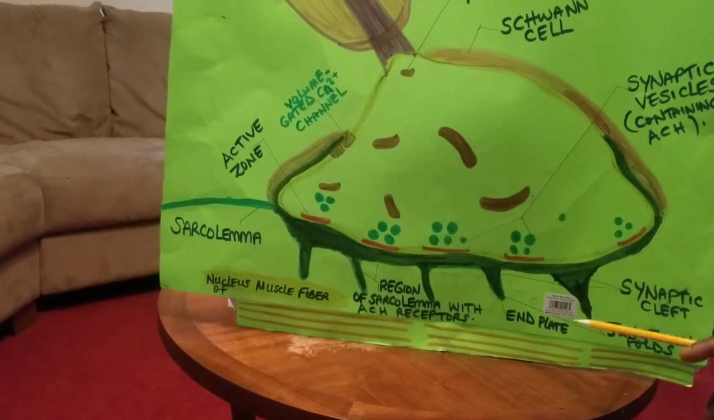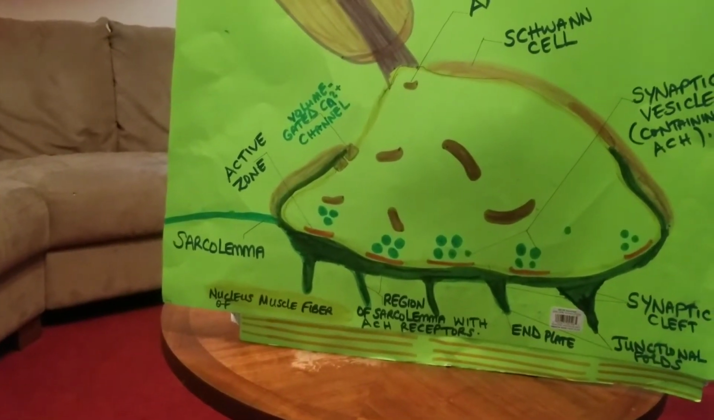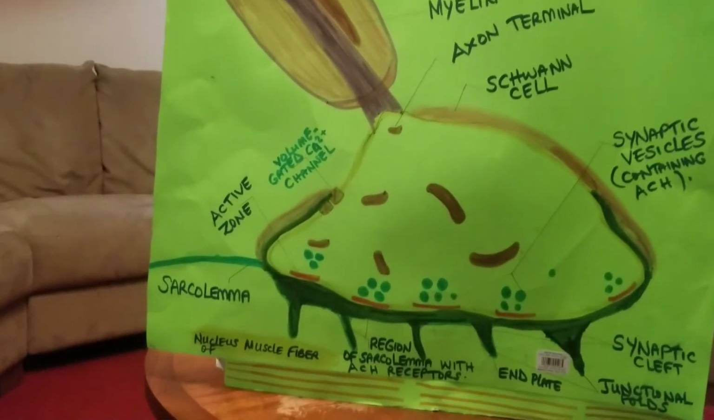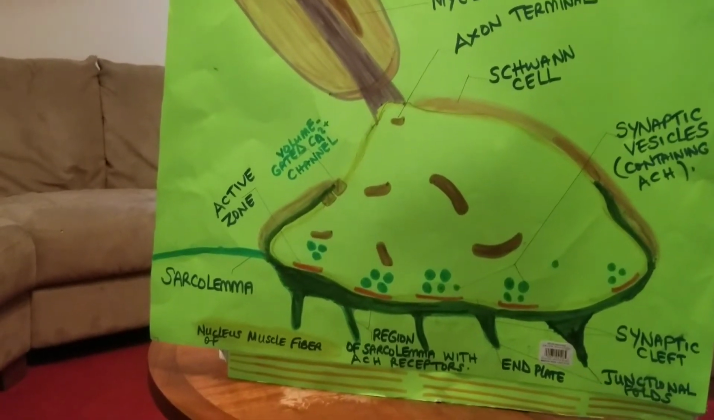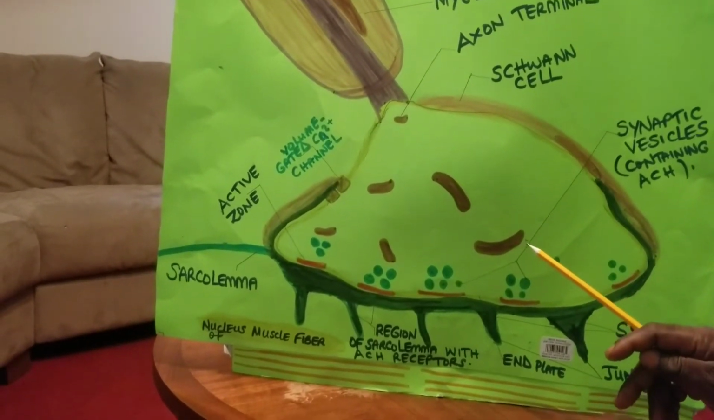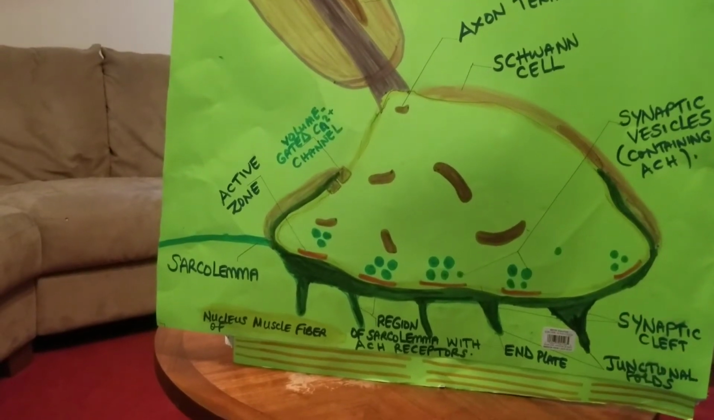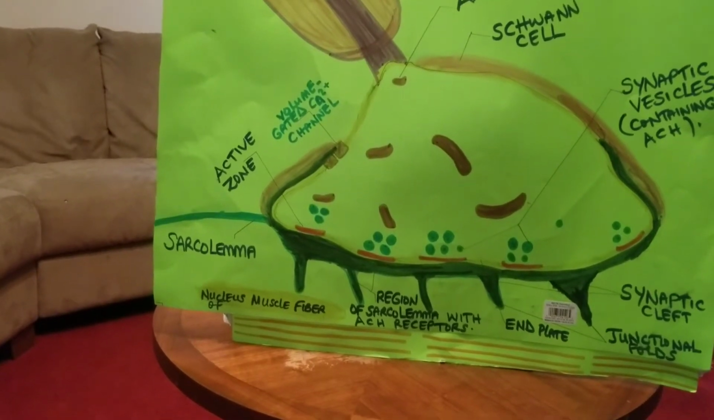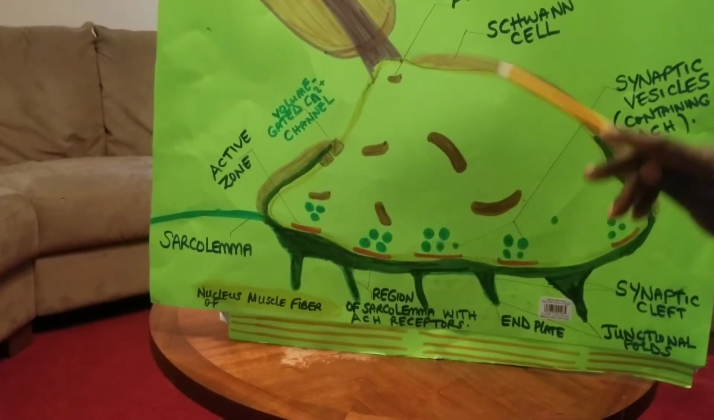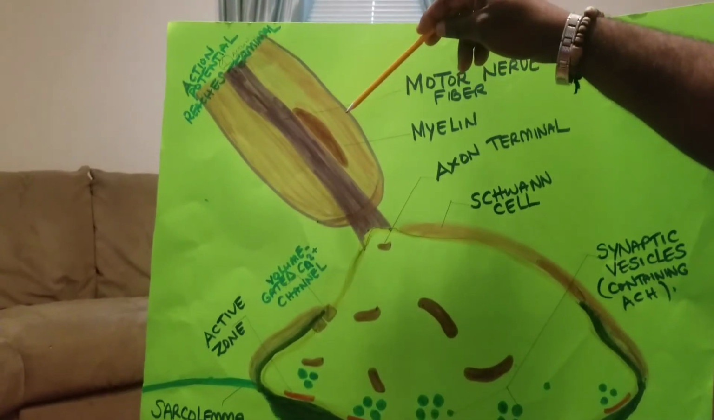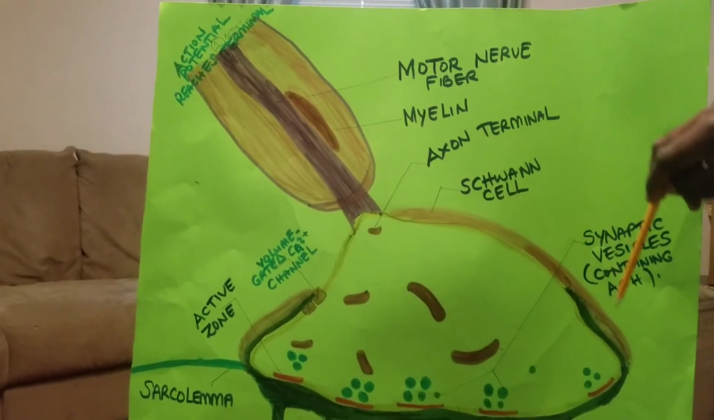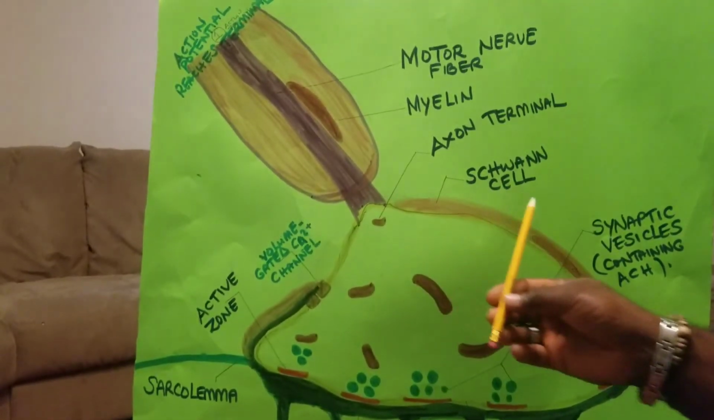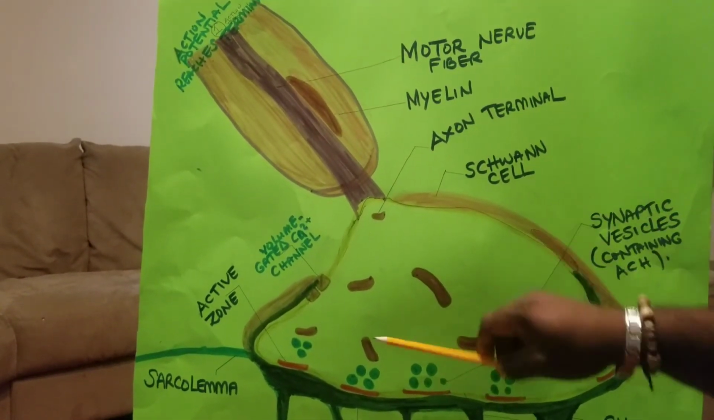Acetylcholine is broken down into acetic acid and choline. Then choline is transported into the axon terminal for the re-synthesis of acetylcholine. So this is how the neuromuscular junction works, which has a very important function in the body. So this is how it operates in the human body.